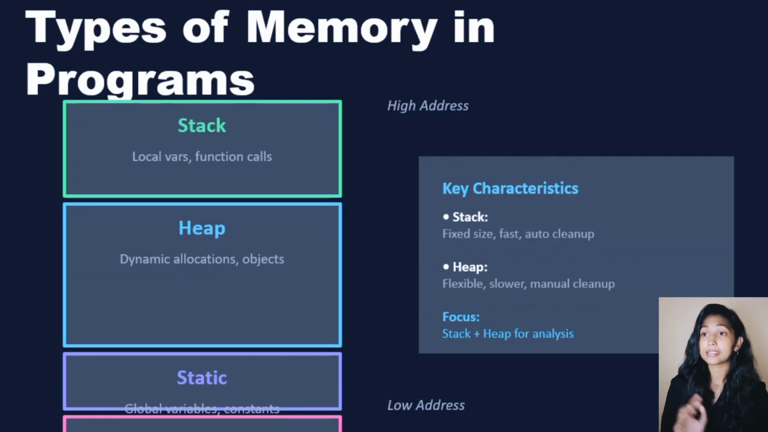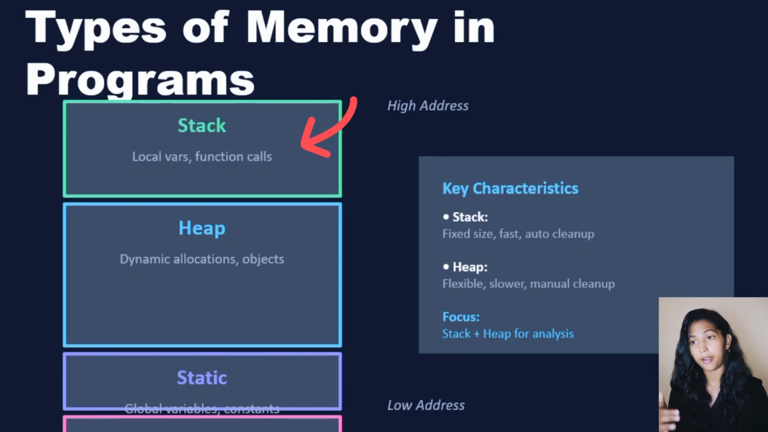First one is stack memory. You can see the visual here. The stack stores local variables, function parameters, return addresses and function call information. Its characteristics are a fixed size, usually 1 to 8 MB, fast access, automatic cleanup when the function returns, and it is LIFO structured, that means last in, first out.